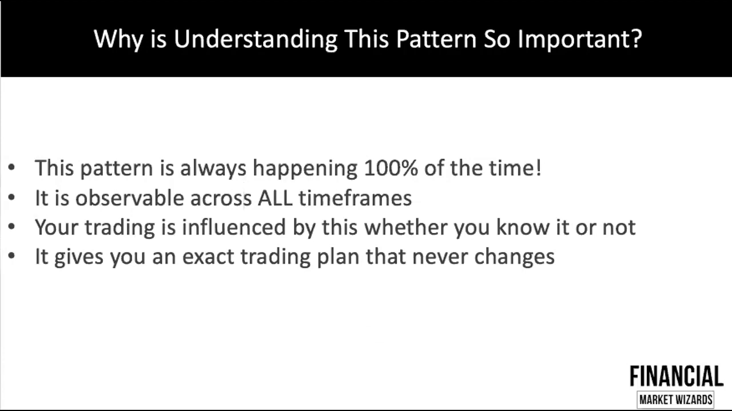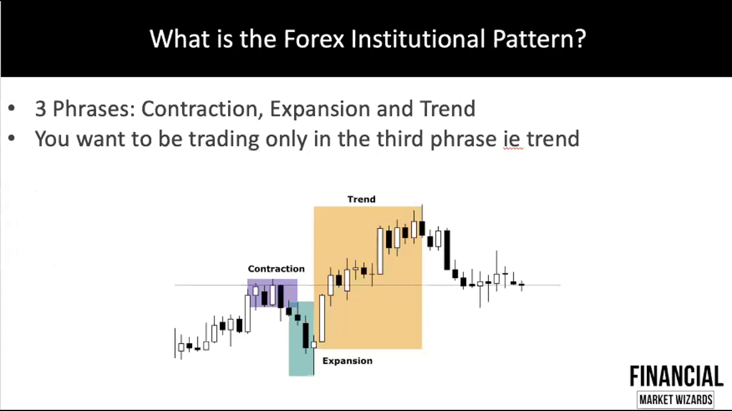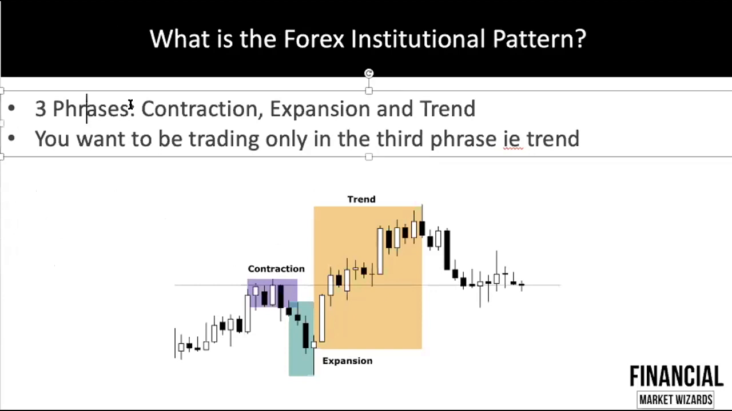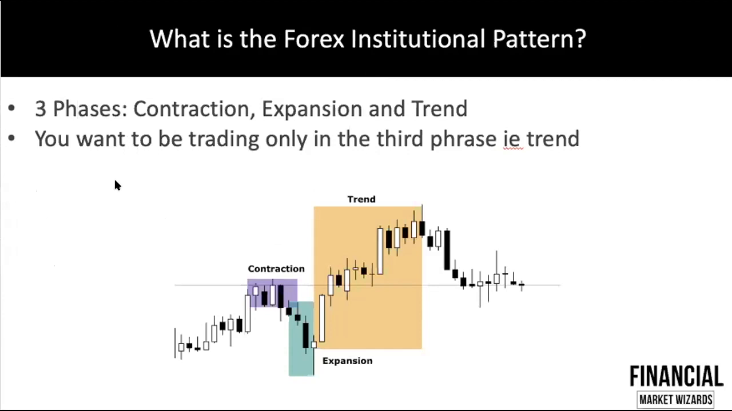Now you might ask, what is the Forex institutional pattern? The Forex institutional pattern is made of three phases. It's made of contraction, expansion, and trend. Not to worry, I'll go into greater detail for each of these phases, but just know for now that there are three phases: contraction, expansion, and trend.